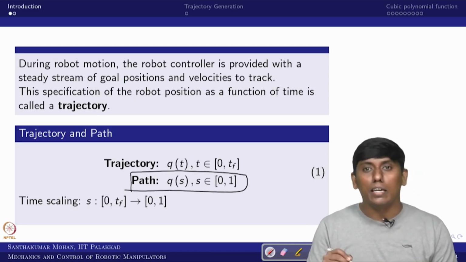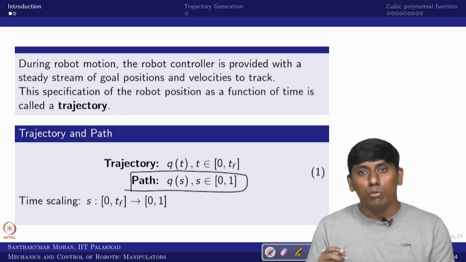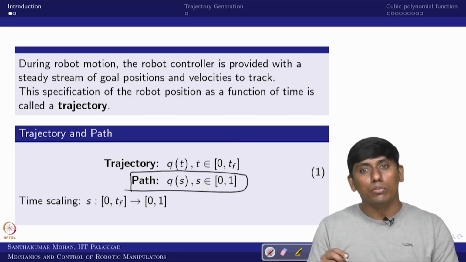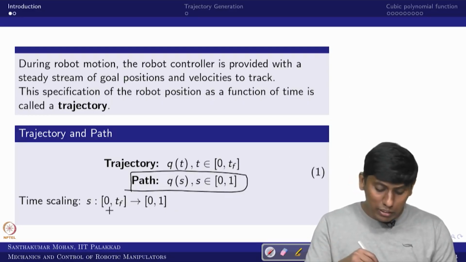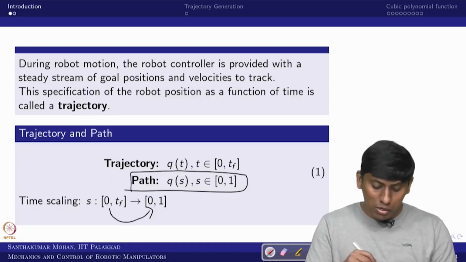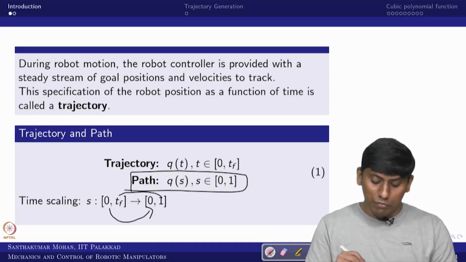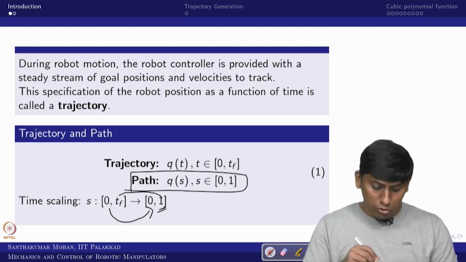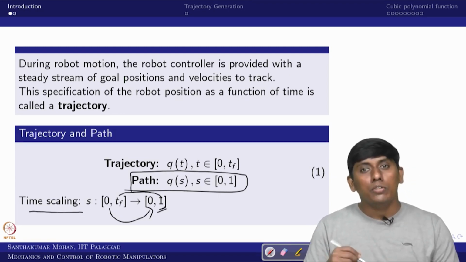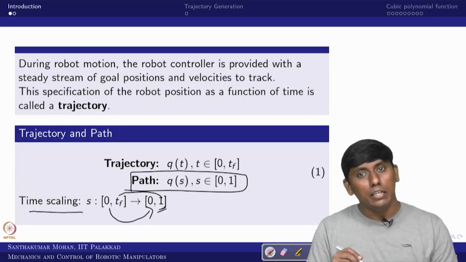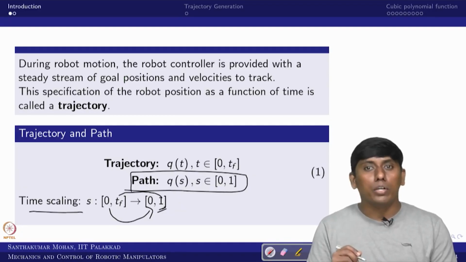We can rewrite it as another function, Q of S, where S belongs to, or you can say S varies from 0 to 1. So how do we convert? T0 we set equal to 0, and TF minus T0 we equate to 1. So now this is what we call time scaling. Most of the cases we do the time scaling, because the path we can easily generate with respect to 0 comma 1, where S varies 0 to 1, and then we can scale it up whatever way you want.